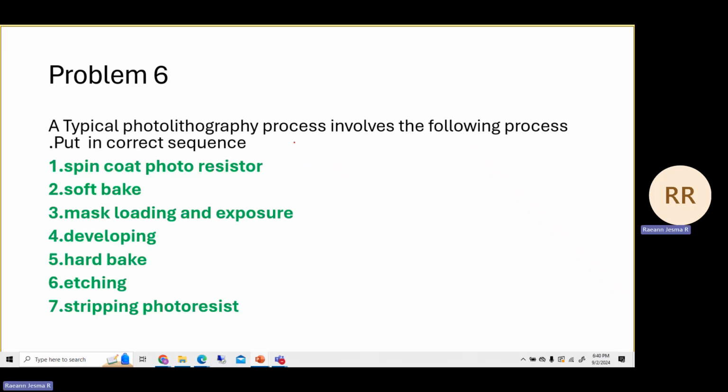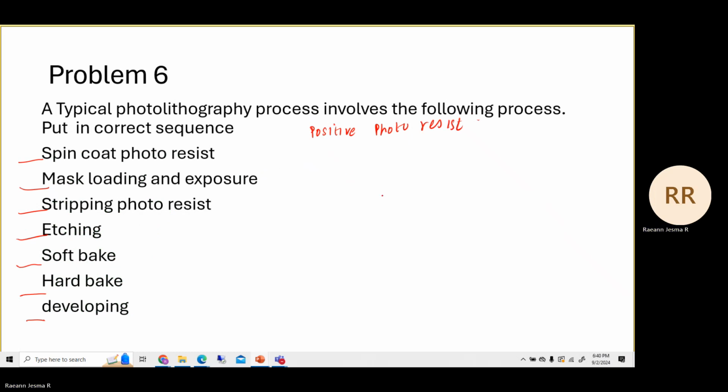So generally we'll start with cleaning the wafer, which is not listed here, but still, first we will clean the wafer. Okay. Then we will dehydrate it. So this is to remove any moisture that is present. If there is moisture on the substrate, the photoresist will not get adhered to the substrate. It will not stick to the substrate. So we have to remove any moisture that will be present during the cleaning process.